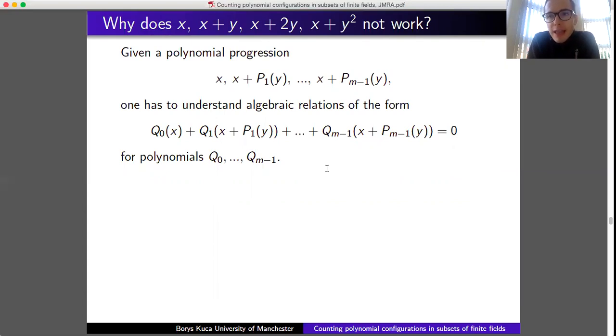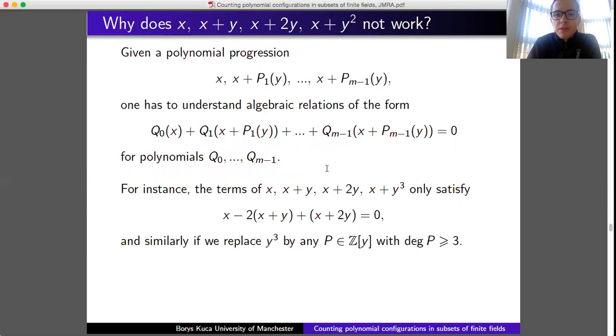However, we don't look at any algebraic relations. We don't look at the most general form of algebraic relation. We only look at the algebraic relations of the form given on this slide. And so, for instance, the terms x, x plus y, x plus 2y, x plus y cubed only satisfy a linear relation of this form. And this relation only concerns the first three terms of this progression. It does not involve the fourth term at all. So in a sense, the fourth term is algebraically independent from the first three terms.